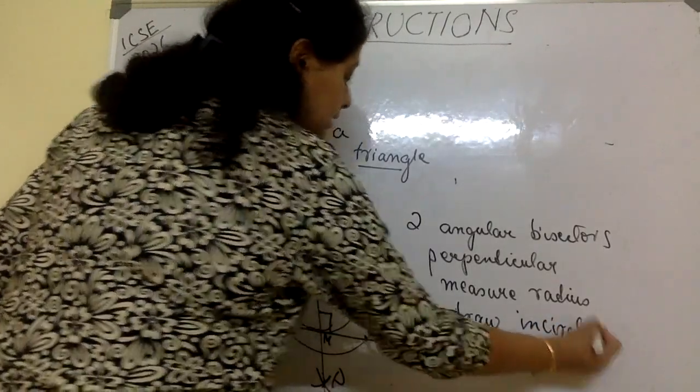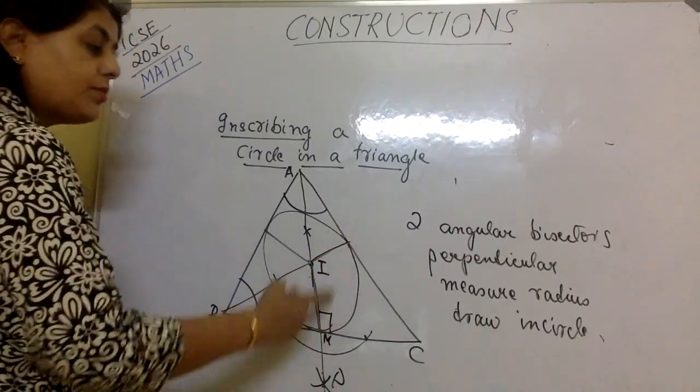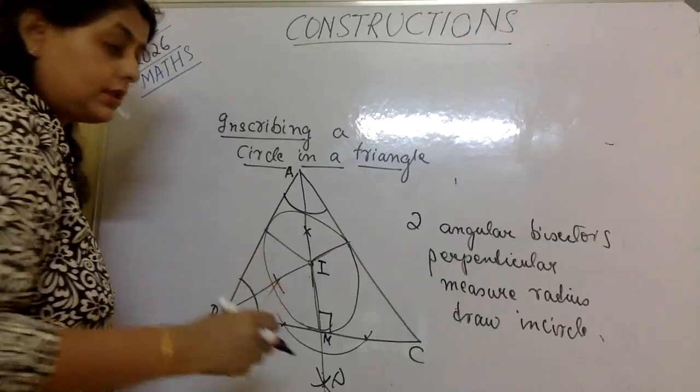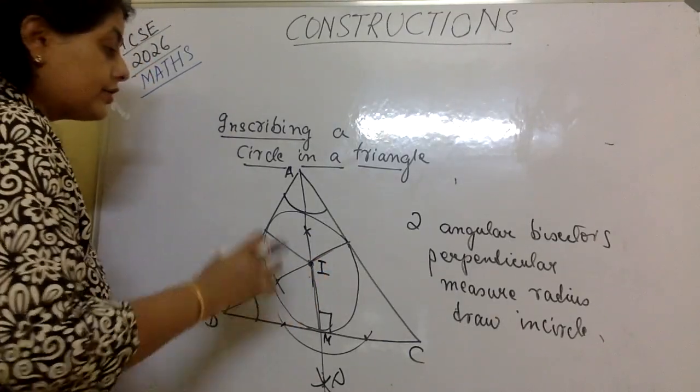Okay, so in an incircle, I repeat, these distances are going to be the same. So you can draw a perpendicular this side or even this side, that is immaterial. Every side is going to give you the correct answer. Okay, so that is it.